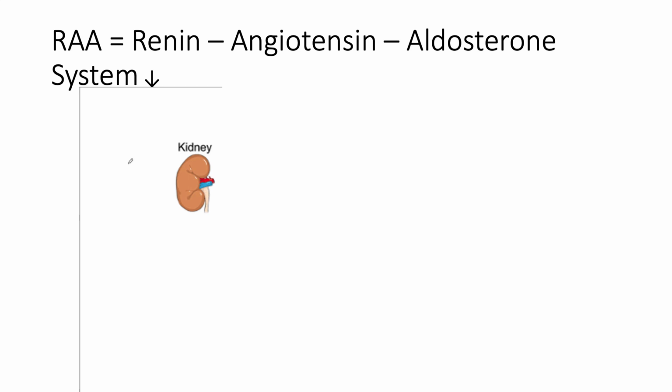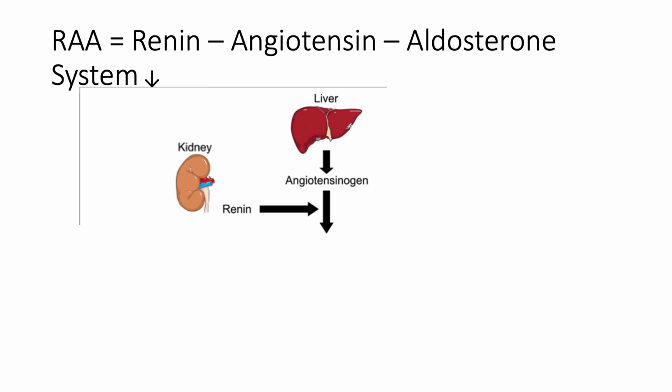We know that this whole system, called the renin-angiotensin-aldosterone system, gets started because blood pressure drops or sodium concentration drops. The kidney is going to produce renin. Renin's going to act on another chemical that's already in the blood. The liver produces a chemical called angiotensinogen. When renin is available, it will act on angiotensinogen and turn it into something called angiotensin I.